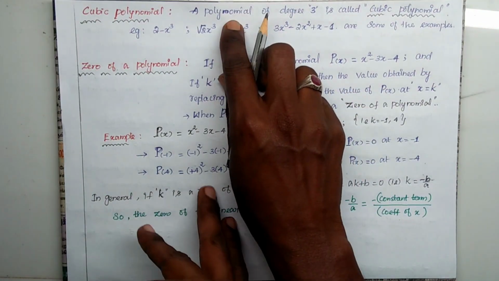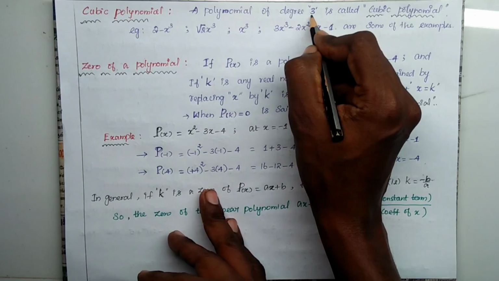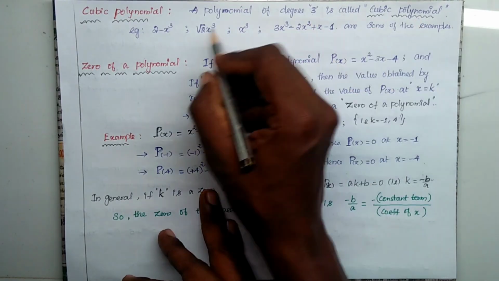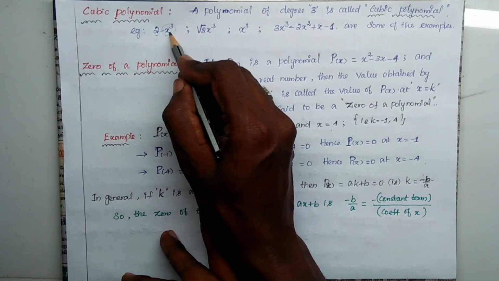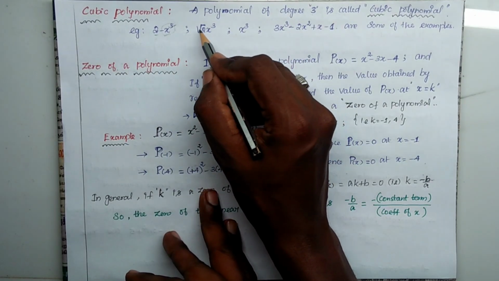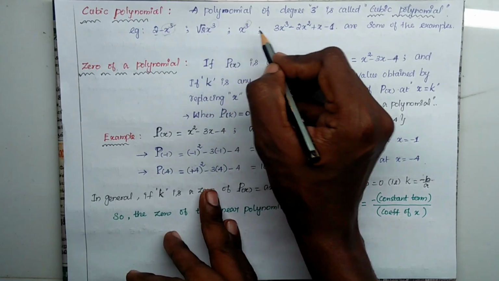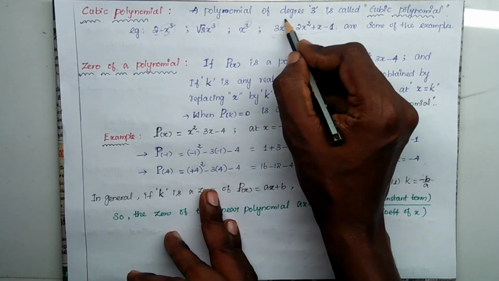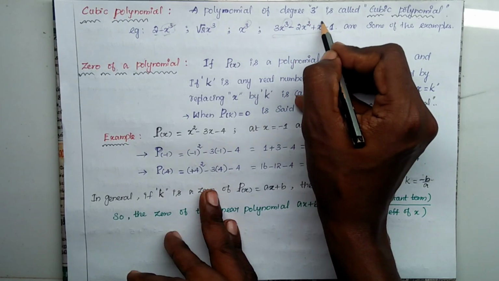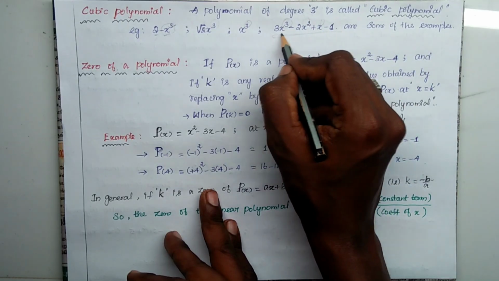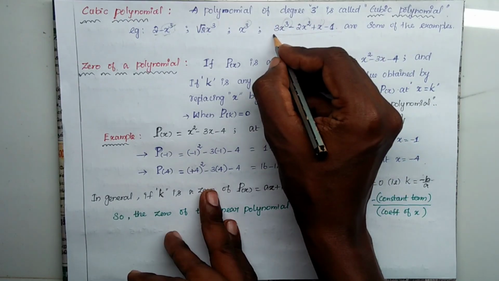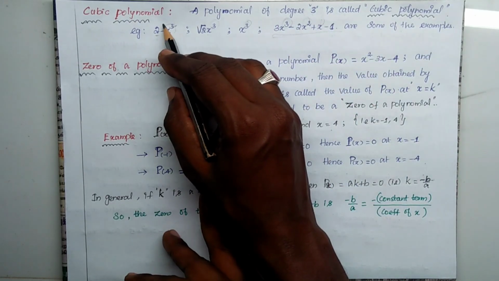Now coming to the cubic polynomial. If the degree is 3, then it is called a cubic polynomial. Some examples are 2 minus x cube. Here the degree is 3, and in 2x cube the degree is 3. In this equation also we have x cube, x square and 1, so the degree 3 is present here. This is what a cubic polynomial is.